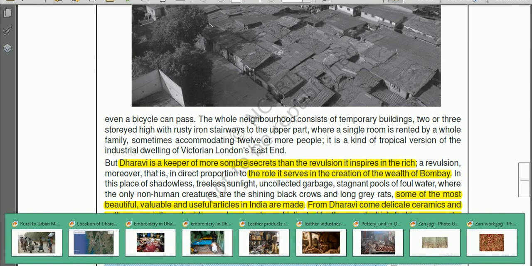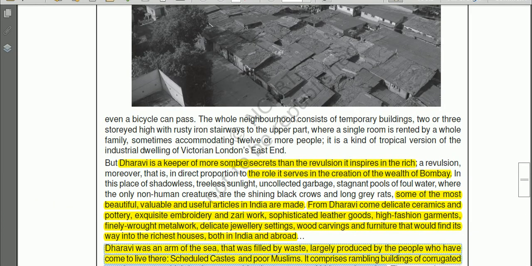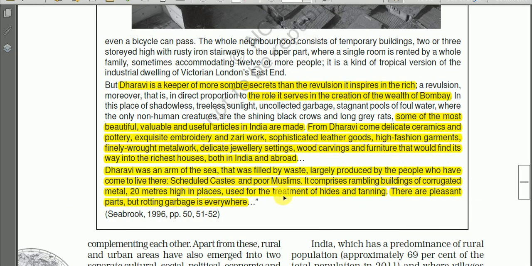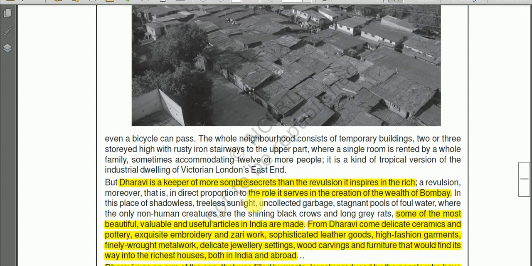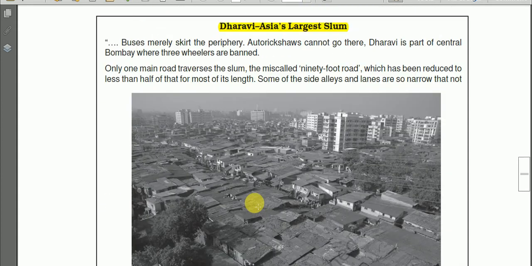And here, let us read. You must know that we have a lot of problems in the slum, but slums also create wealth for the big cities. How is it? Let us see. First, let us read the problems of the slum. See here what is going on in Dharavi.